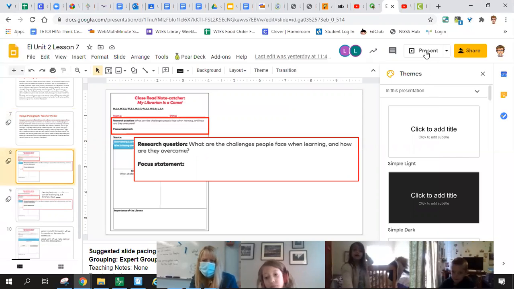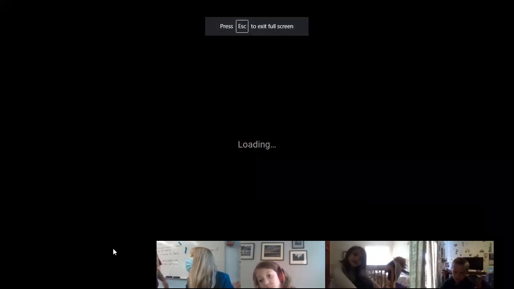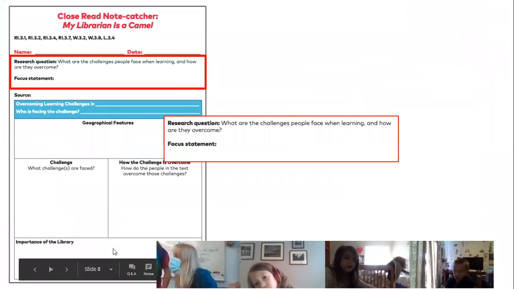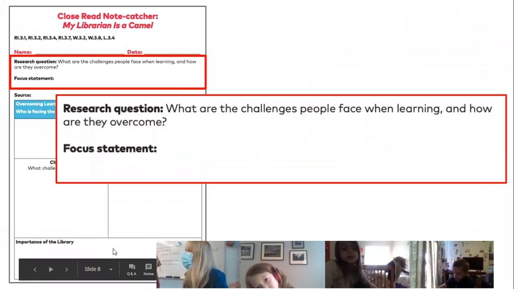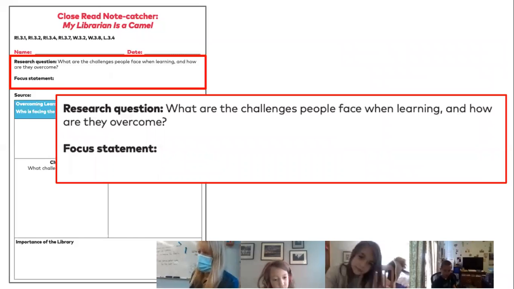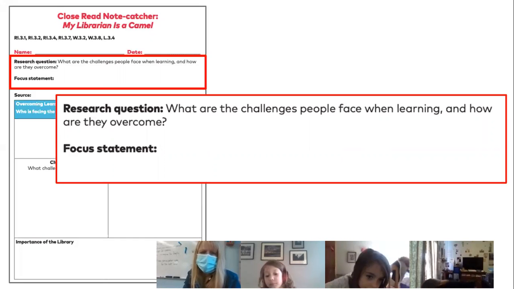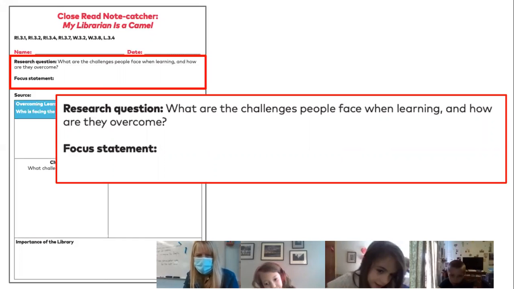I'm going to go back into present mode for a minute. Here we go. So this is the section we need to work on right now. Is that focus statement, because I want everyone to leave here with an idea for their focus statement, okay? Because right now it's blank, right? Up at the top of your paper, we don't want to leave with it blank. We want to have a sentence there. So remember, what was the question? The question was, what are the challenges people face when learning, and how are they overcome?